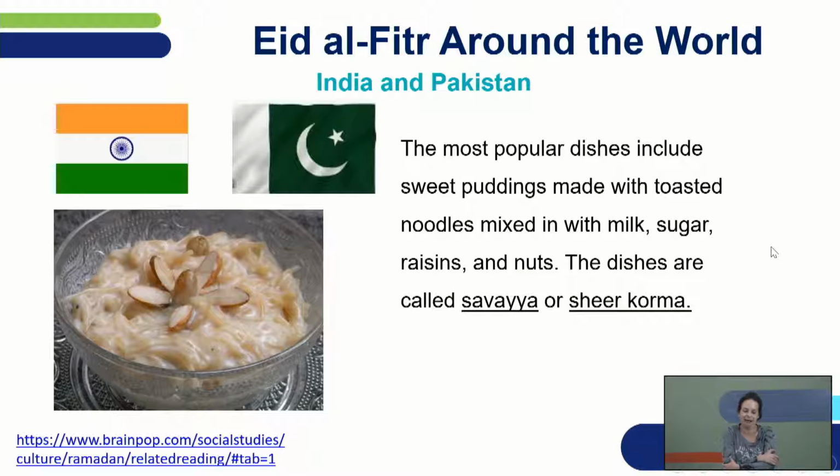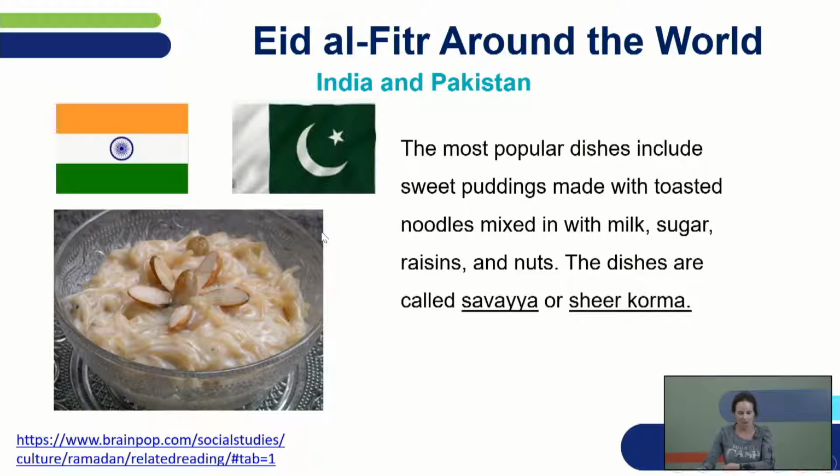Let's get into India and Pakistan. The most popular dishes include sweet puddings made with toasted noodles mixed in with milk, sugar, raisins, and nuts. The dishes are called savaya or sheer korma. Now, I just want to apologize if I'm not pronouncing these desserts correctly. You have to remember I'm not an Arabic speaker, but I'm trying my best, okay? So here you have this delicious rice pudding. When I'm in New York, I usually always go to Indian buffets. It's my favorite, and I always eat this for dessert. It's really yummy. I recommend it.